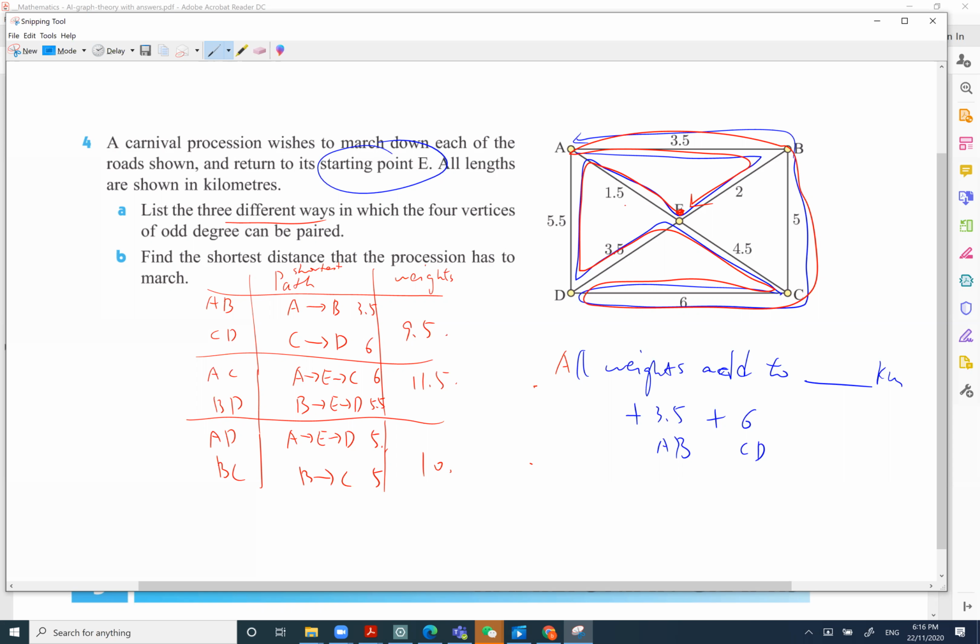So that's the way. We find the pairs of odd vertices, and we choose the shorter one to repeat. That's the idea. Okay.